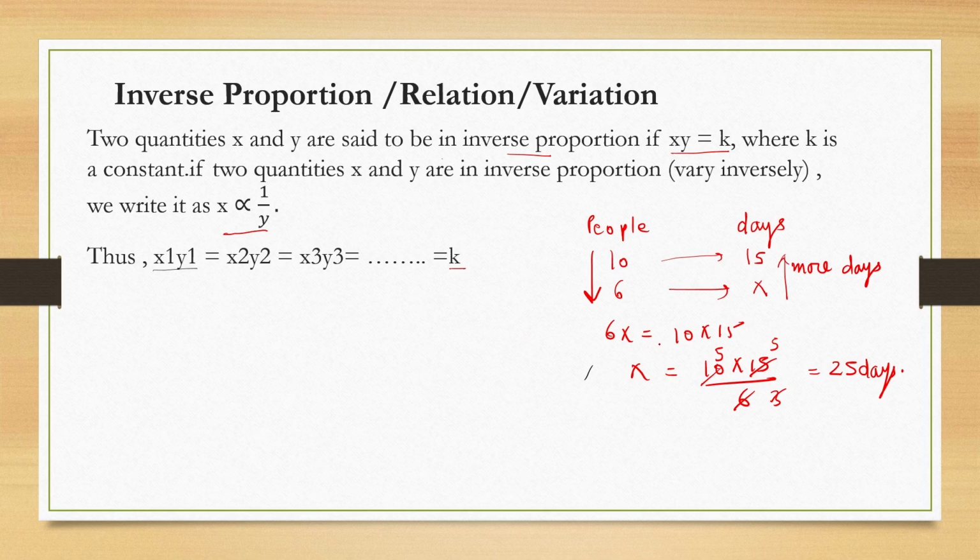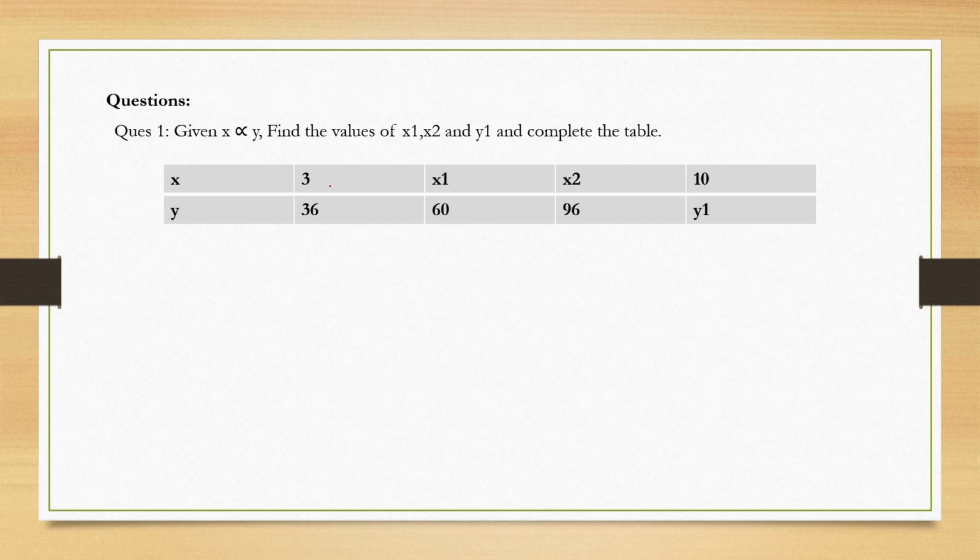Now we will see some more examples. Given x is to y is direct proportion, find the values of x1, x2 and y1. Complete the table. We have to find out the value for x1, x2 and y1. So it's a direct proportion. We do cross multiplication here.